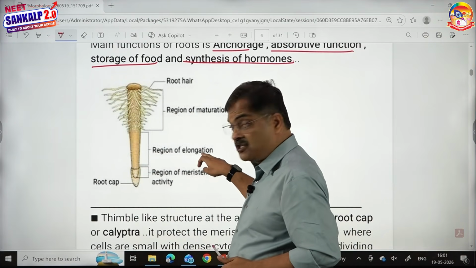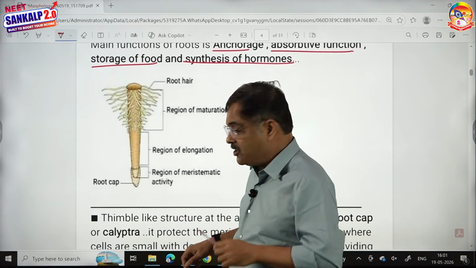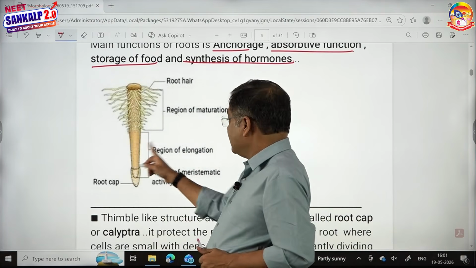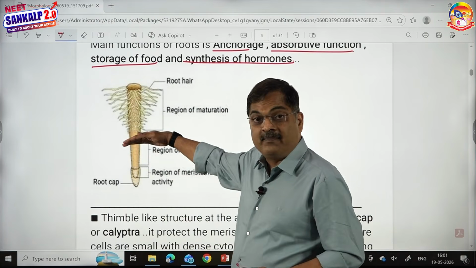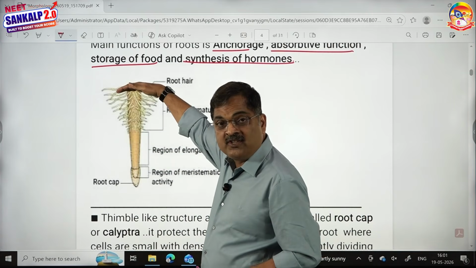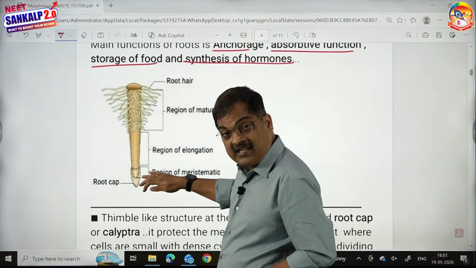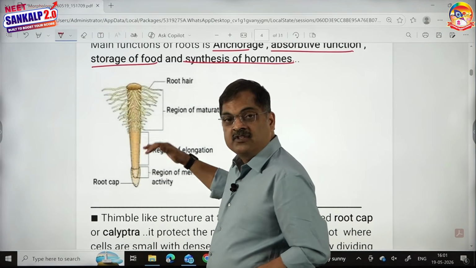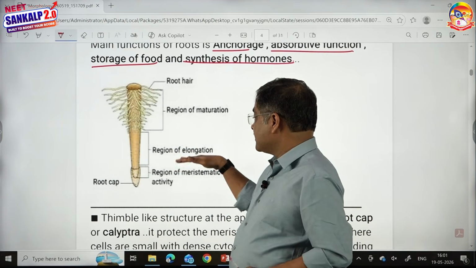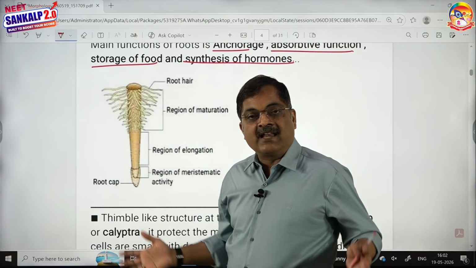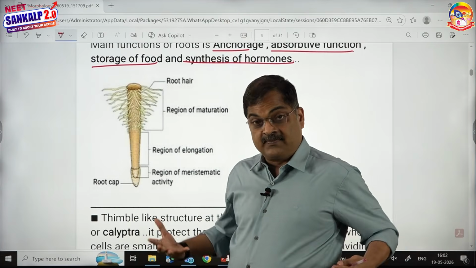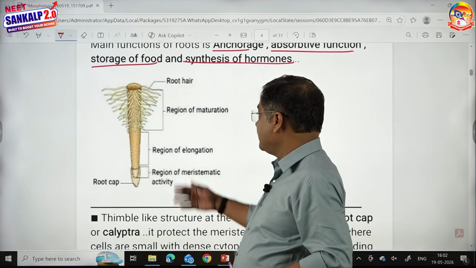Then I take region of elongation. What is the terminology I use? Proximal to meristematic zone, there is region of elongation. Why do I say proximal? Because this region is nearer to root stem junction. So in comparison to this, this is nearer. Therefore I use the word proximal. Proximal to the region of root apex is the region of elongation. Large vacuolation, new cell wall synthesis, turgidity of cells because of entry of water, region of elongation.